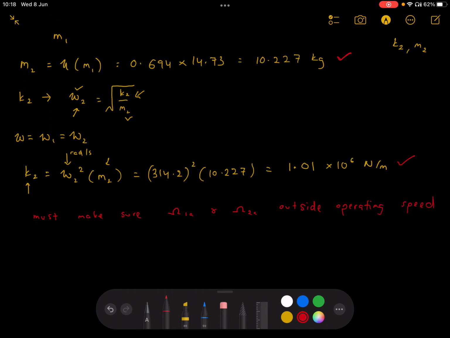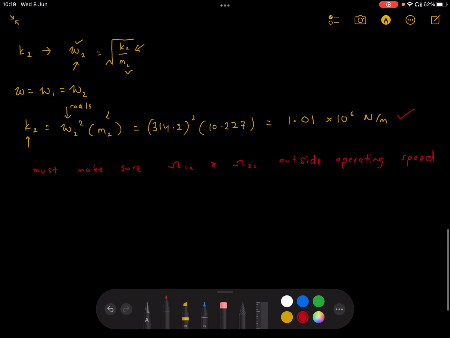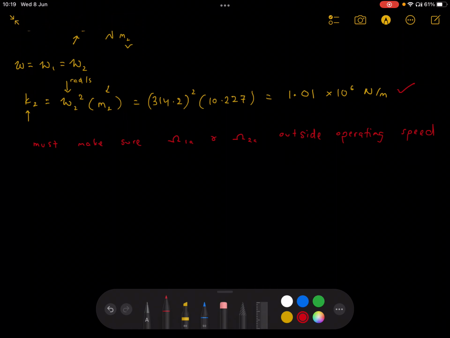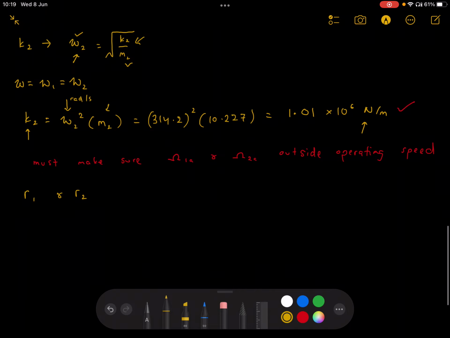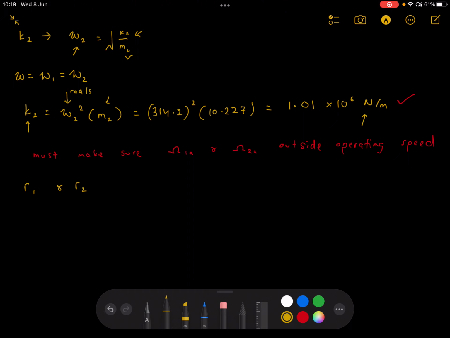Okay, because the question asked us to make sure that the absorber that we use produces natural frequency which is outside the operating speed. So we need to work backwards. Now we need to determine R1 and R2 when we use this absorber. Basically we will get R1 and R2.